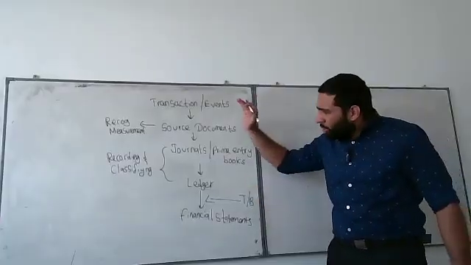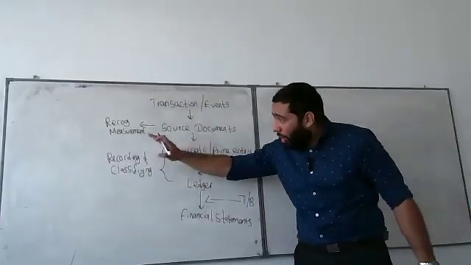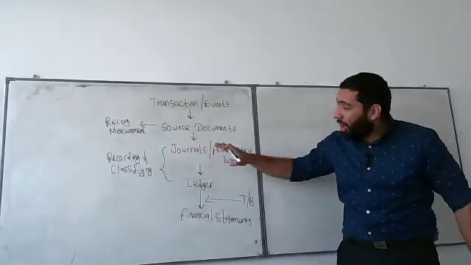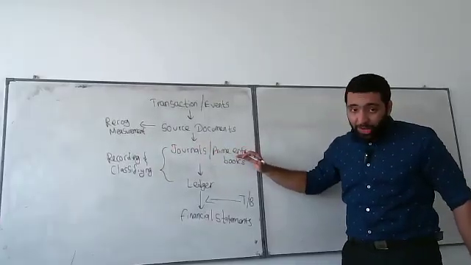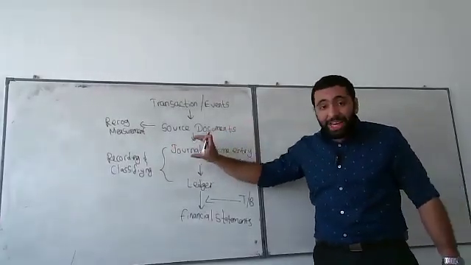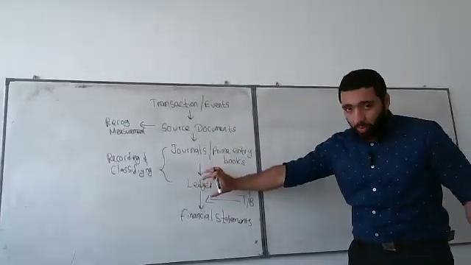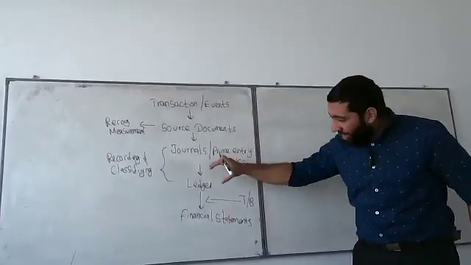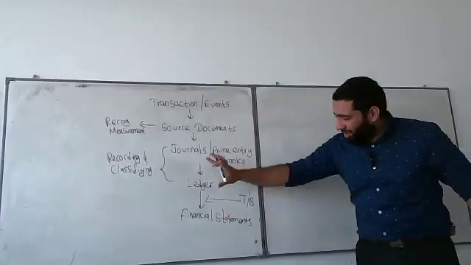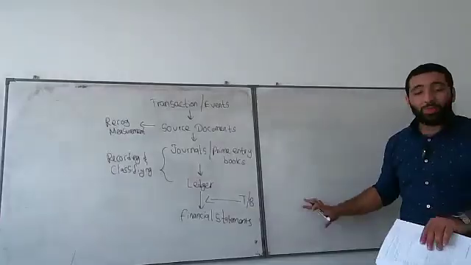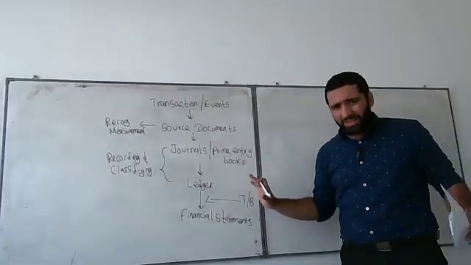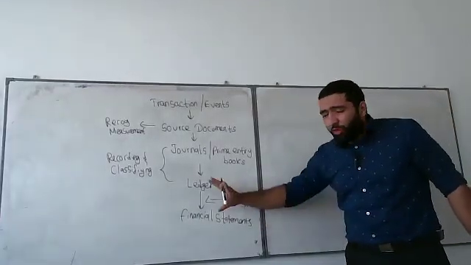And then what you do is record those source documents in your journals and prime entry books. So remember, in your journals and prime entry books first, and then to the ledger. Very important. And then to the ledger. Finally, your financial statements will come out. It's a very simple, straightforward financial statement.